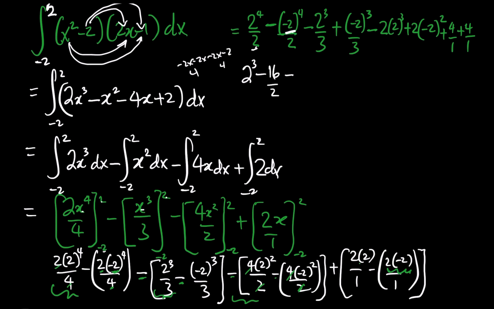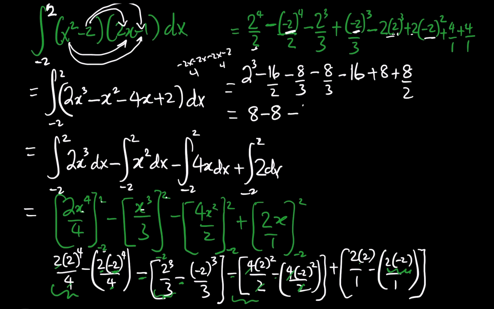And then this is going to be minus 8 over 3. This is going to give us minus 8 over 3, this one. And then this one here is going to give us minus, this is 2 to the power 3 is 8 times 2, which is going to be negative 16. And this is going to give us plus, this 4 times 2 is going to be plus 8. And then this is going to give us plus 8 over 2. So we end up getting 8 minus 8 minus 16 over 3 minus 16. And then we have plus 8 plus 4.